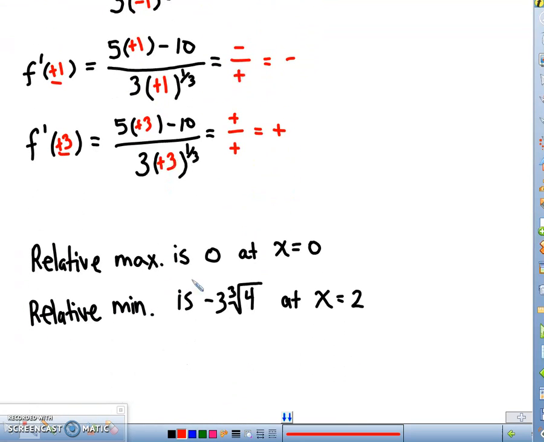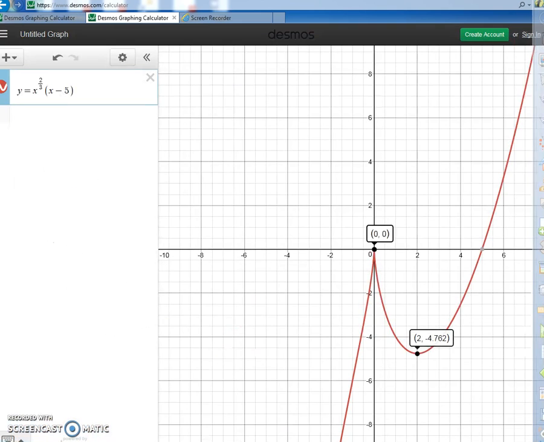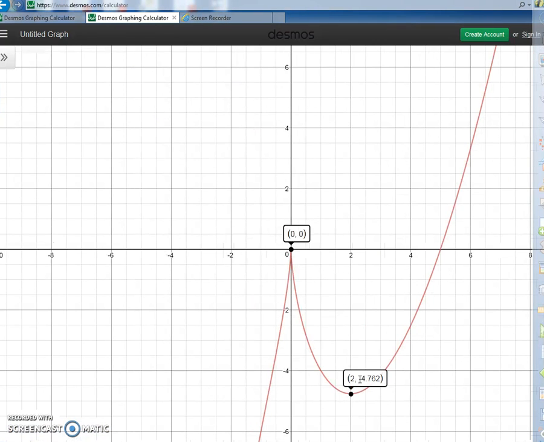So the relative maximum is 0 at x equals 0. The relative minimum is negative 3 times the cube root of 4 at x equals 2. Plug this into the calculator. I got approximately negative 4.762. And the graph is that. So there's that cusp I was telling you about earlier. And here we have the relative minimum, negative 4.762. Okay, and that is the end of this video.